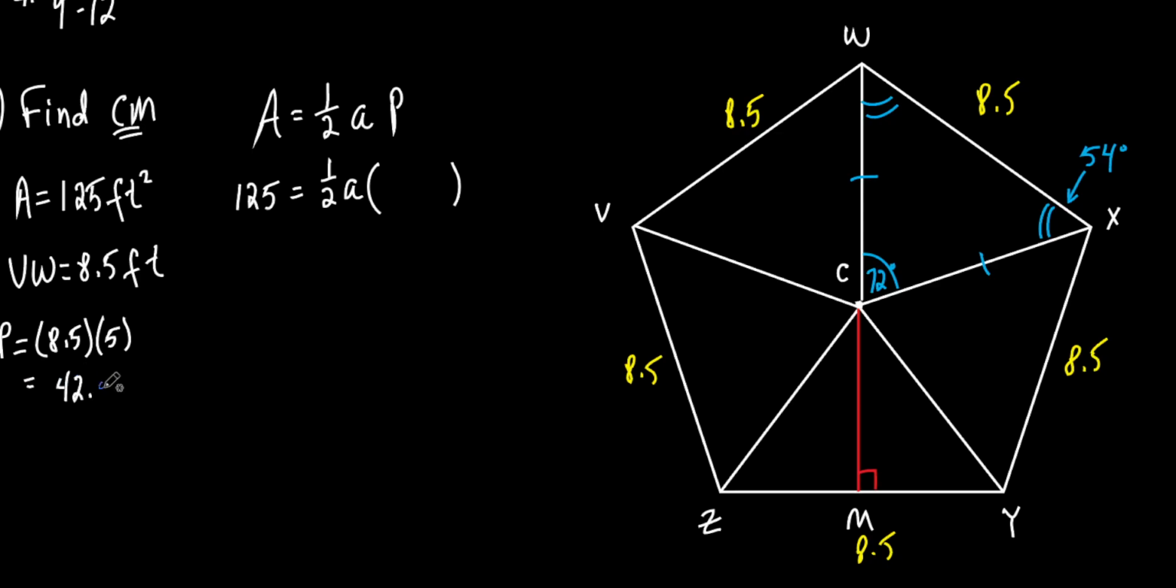42.5? Okay, good. Thanks. Saves me the trouble. All right, so what do we do with that 42.5? Put it in for perimeter. 42.5. Now we got to do something though, okay? Here's where it gets a little tricky.